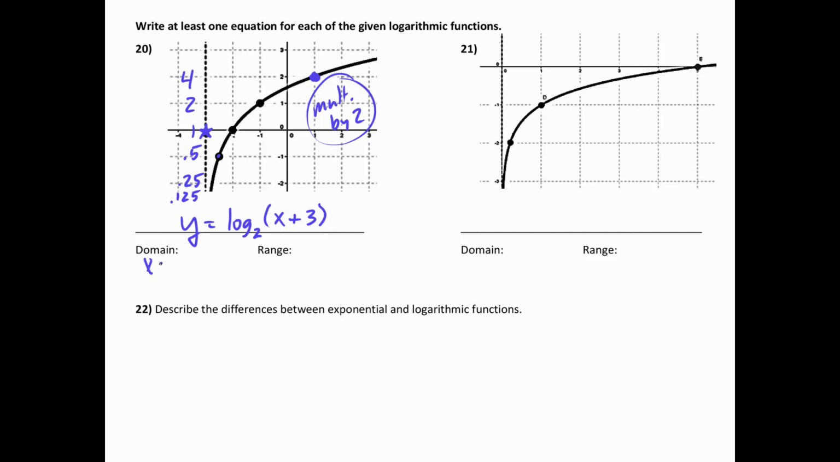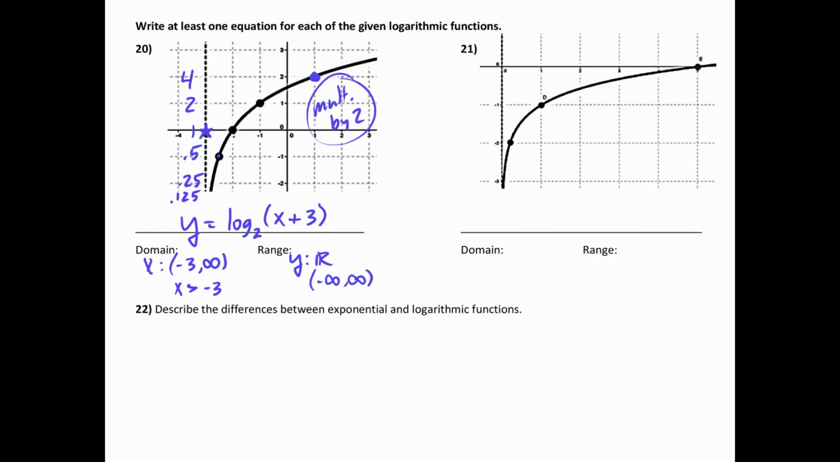Again, reinforcing domain and range. The x values go from negative 3 to infinity, or you could say x is greater than negative 3. And then the range, the y values, would be, sorry about that, double R, from negative infinity to positive infinity.